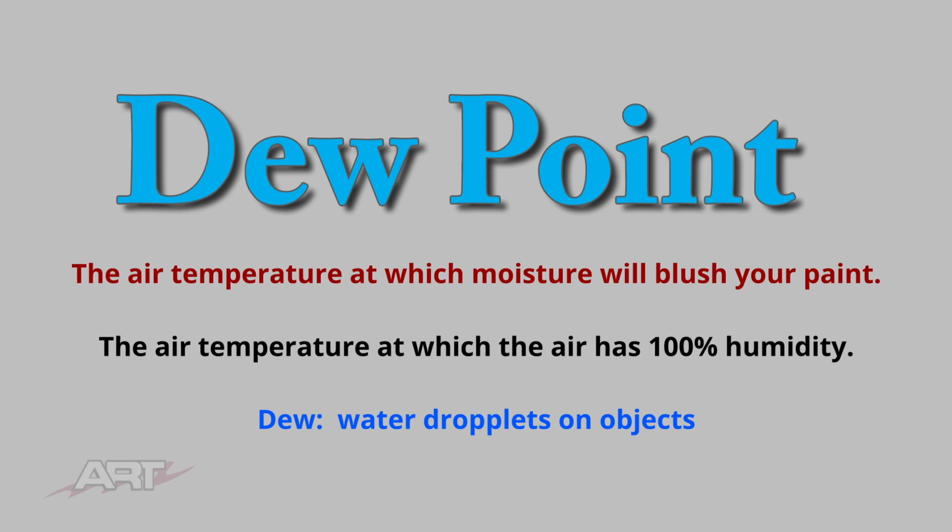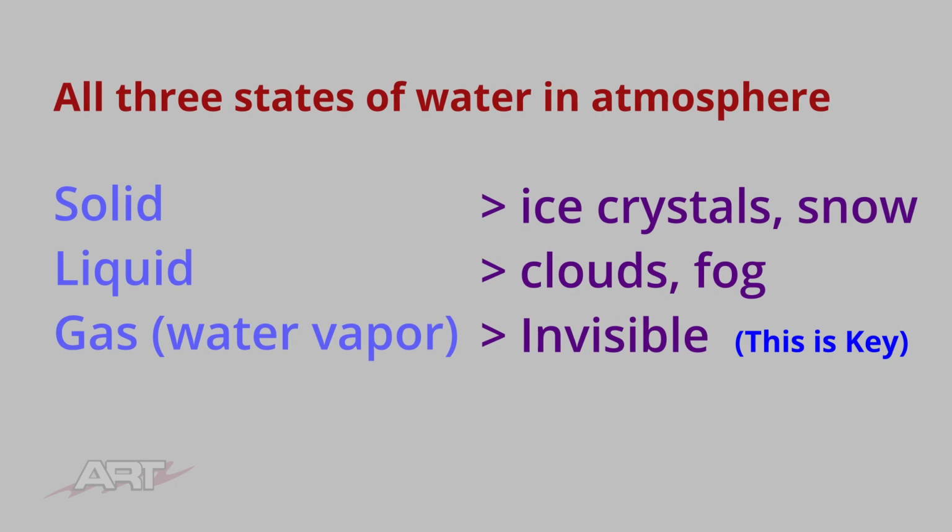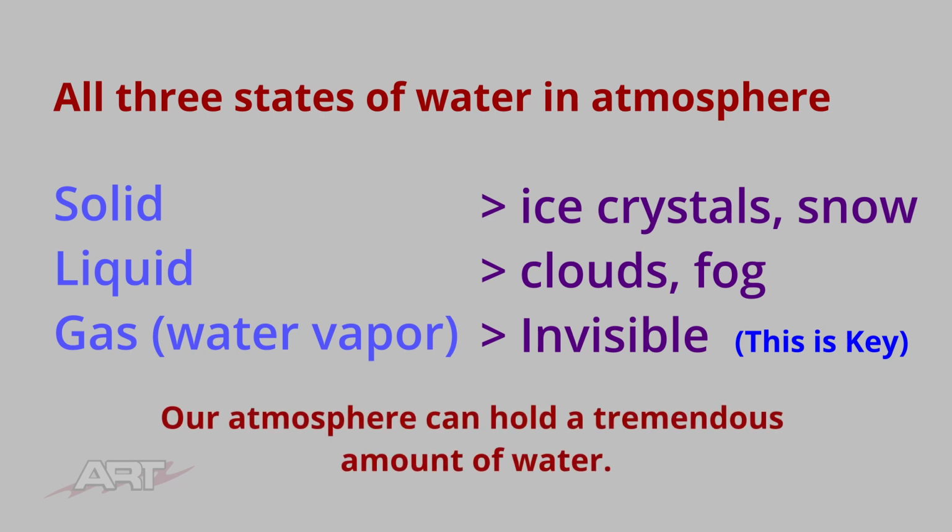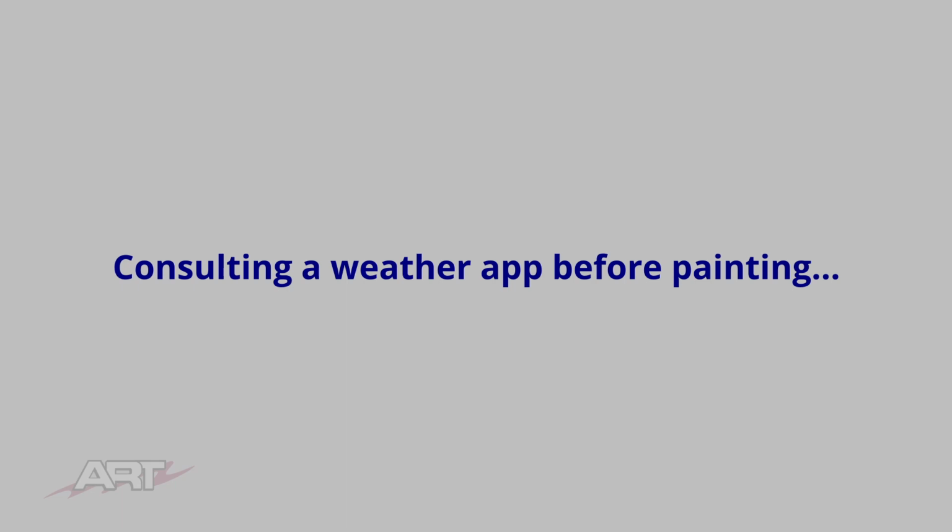When the temperature drops to the dew point overnight, you will expect to see water droplets on the surface of objects. While we discuss the dew point, we have to remind ourselves that all three states of water exist in the atmosphere. Water as a solid in the form of ice crystals or snow, water in the form of liquid such as clouds and fog, and water in the form of water vapor, which is a gas, which is invisible. The point is, our atmosphere can hold a tremendous amount of water. So a weather app on your phone can be really helpful to see what the dew point is before painting.